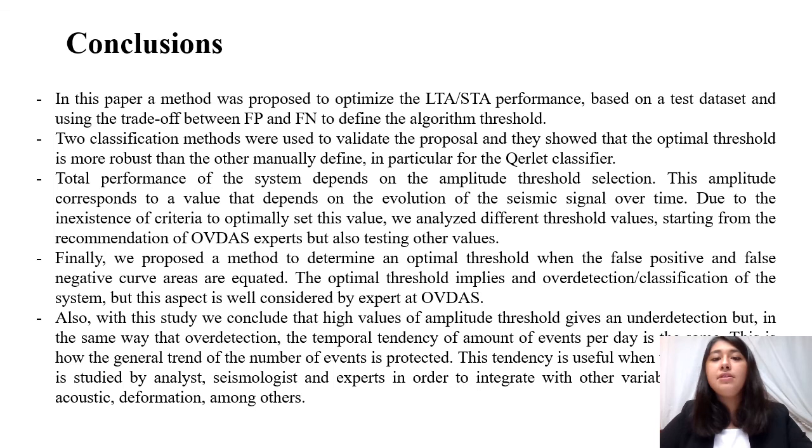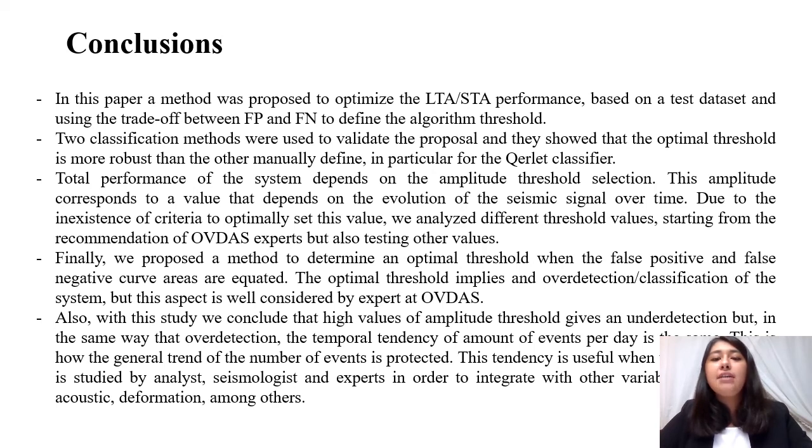In this paper, a method was proposed to optimize the STA/LTA performance based on a test dataset and using the trade-off between FP and FN to define the algorithm threshold. Two classification methods were used to validate the proposal, and they show that the optimal threshold is more robust than the other manually defined ones, in particular for the Morlet classifier. Total performance of the system depends on the amplitude threshold selection. This amplitude corresponds to a value that depends on the evolution of the seismic signal over time.